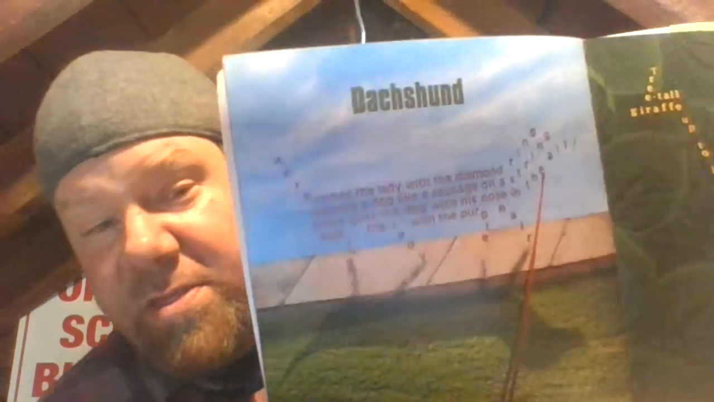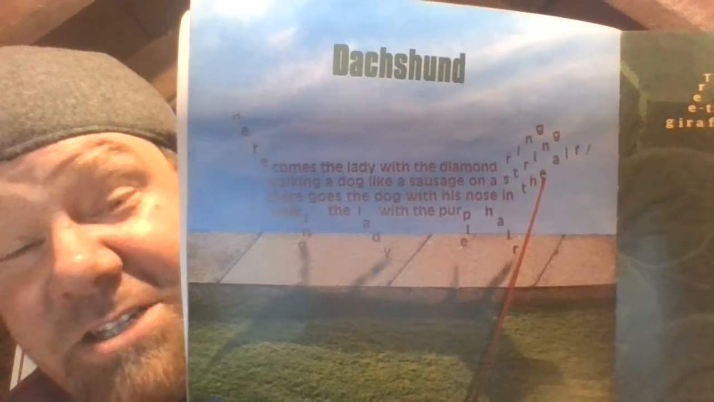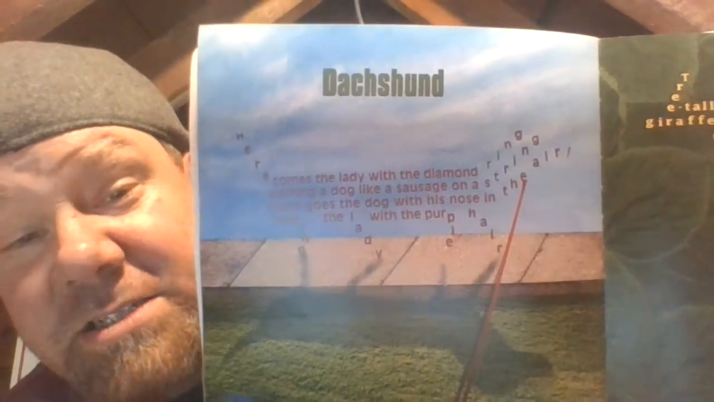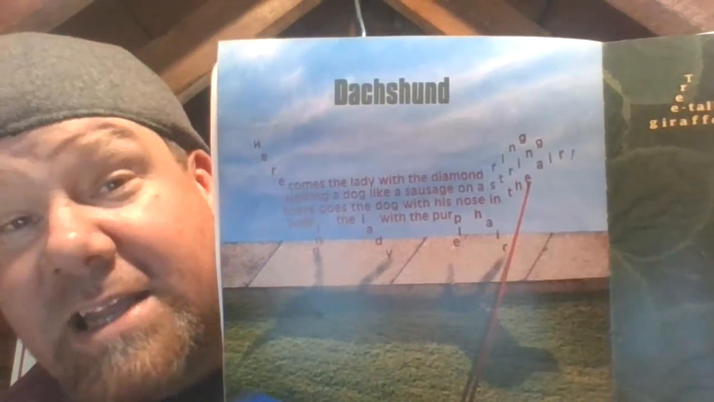I just want to emphasize that shape poems do not need to rhyme whatsoever, but this one just happens to rhyme. So there is the dachshund, and I just think that that's so cool how the poet has formed this little poem into a little dachshund.